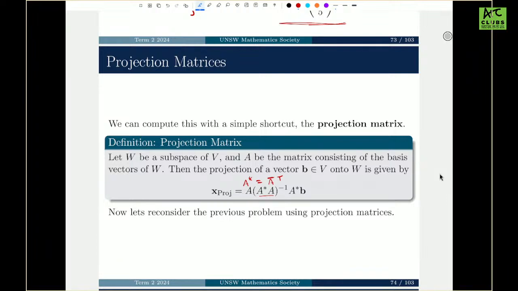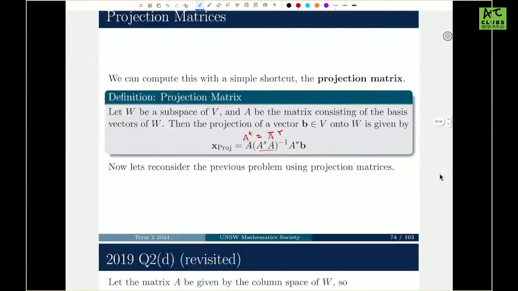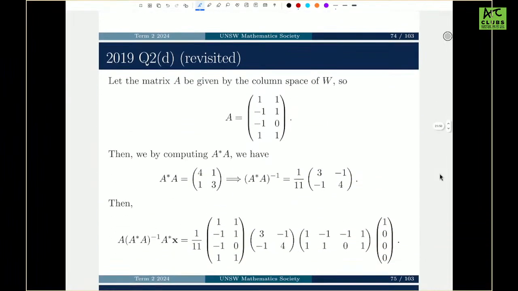And the real beauty of this is that A star A has to be invertible, since A is going to be an invertible matrix since it consists of the basis. So this formula works, and this is what it looks like. You just define the matrix A, so it's those two vectors, our two basis vectors. Then we just do A star A, it's that.